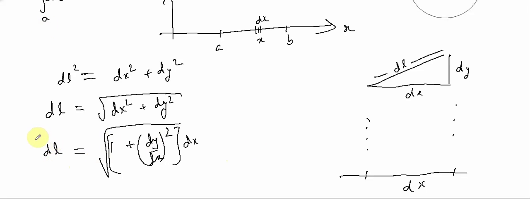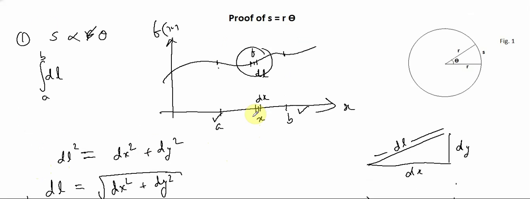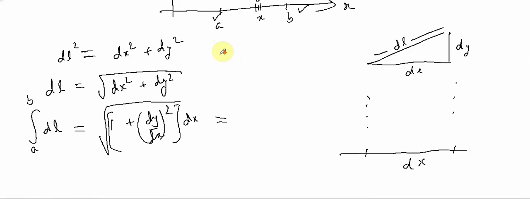Now if I integrate this from a to b, which is our limit from here to here, then I will get the length of the curve in question. This length of the curve will be found by integrating dl from a to b. Let's say the length of the curve is L, integral from a to b. Alright, so this is going to be our formula, 1 plus dy by dx whole square inside the under root, dx.